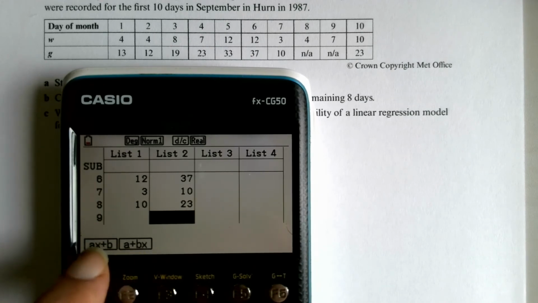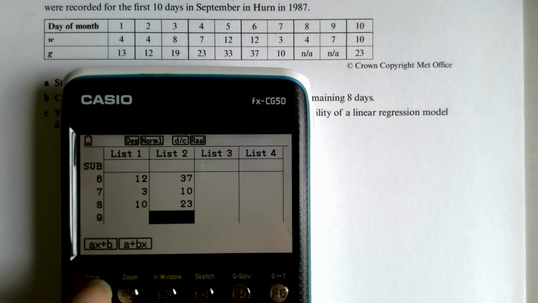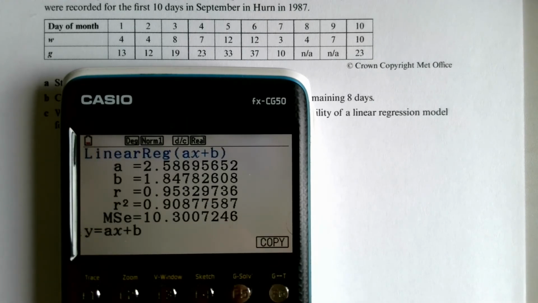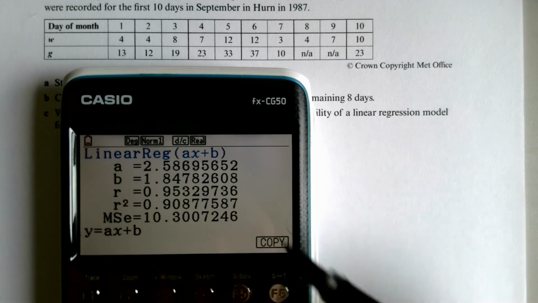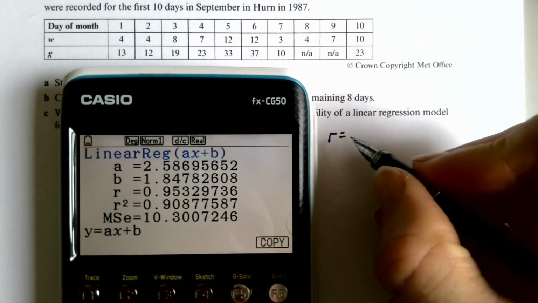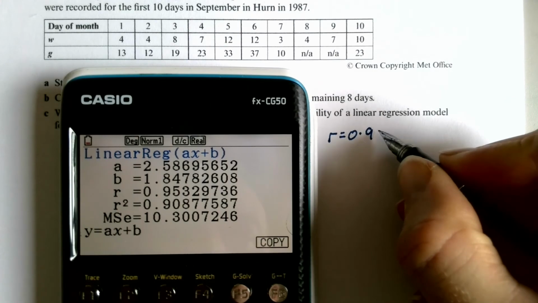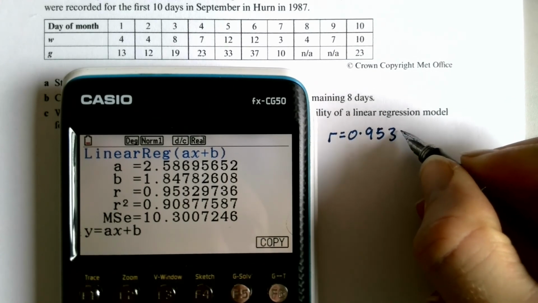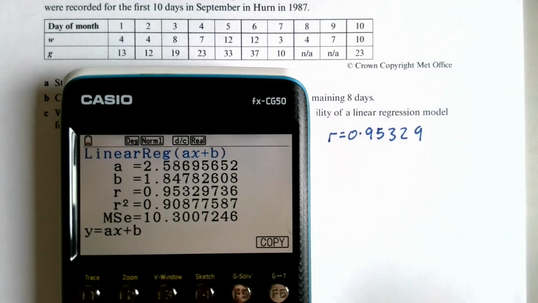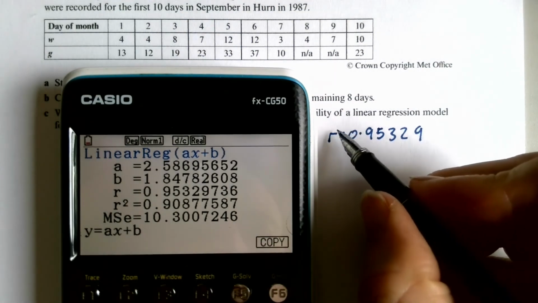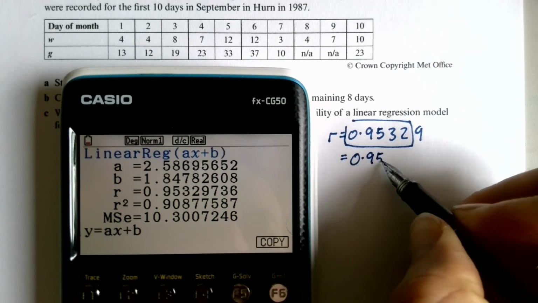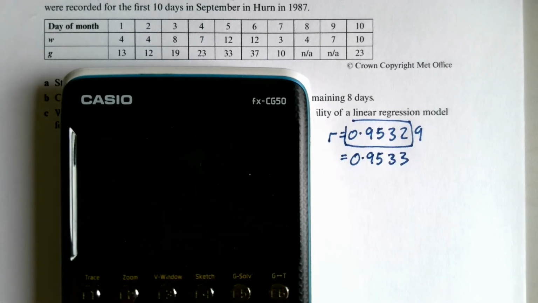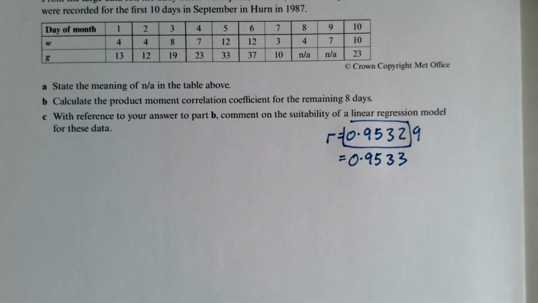Now it doesn't matter which one of these two I pick, some values will be different, but the one that we want is R. So my R, this is my product moment correlation coefficient, is 0.95329, and when we're dealing with a lot of these things, we generally go to 4 decimal places, so we are looking at 0.9533, which is a very strong positive coefficient.